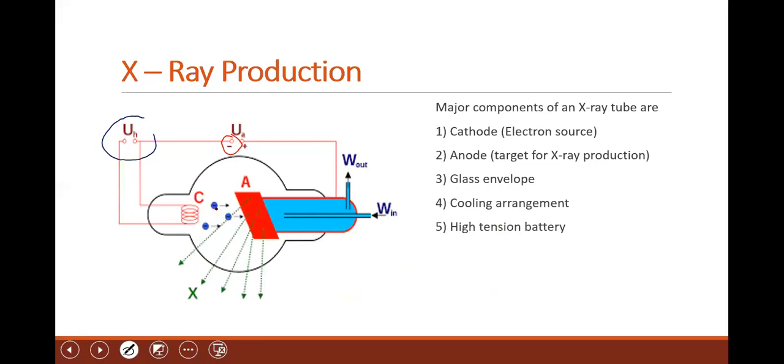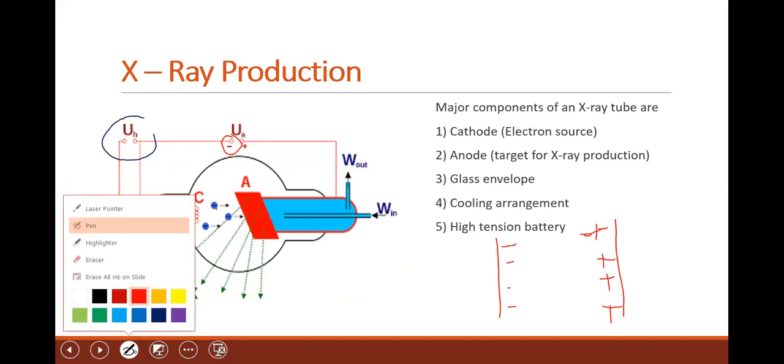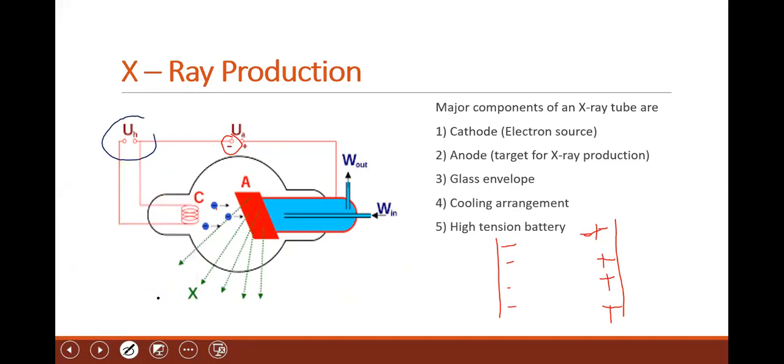These electrons are there now. Here, just to think of it, there are two terminals. This is the positive plate, and this is the negative plate. Now, suppose an electron is there.